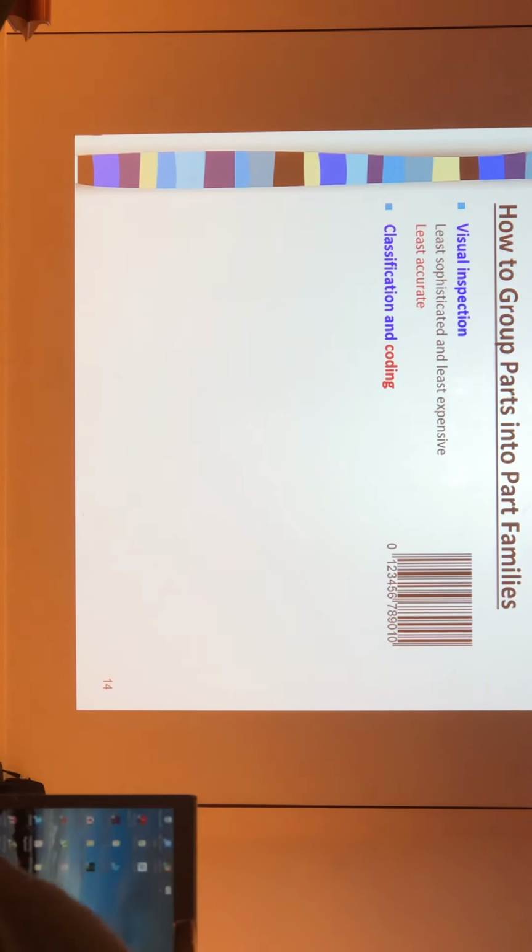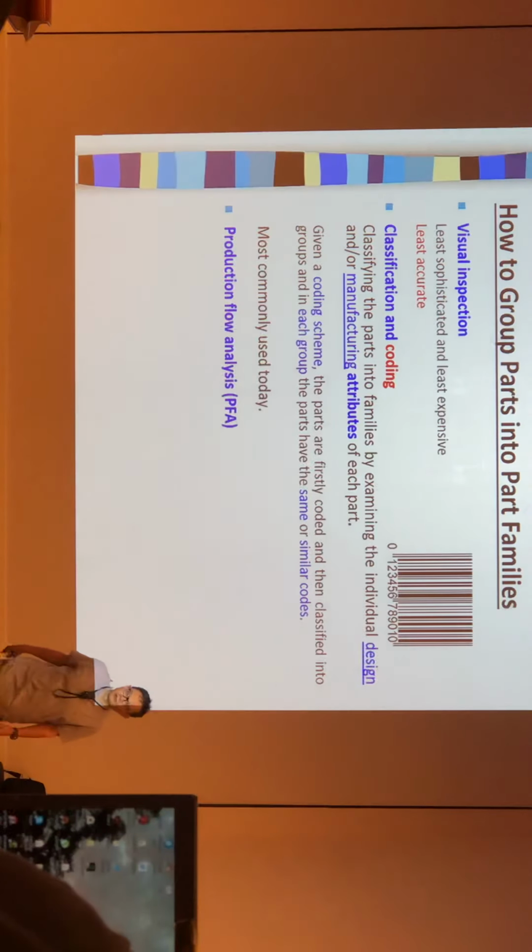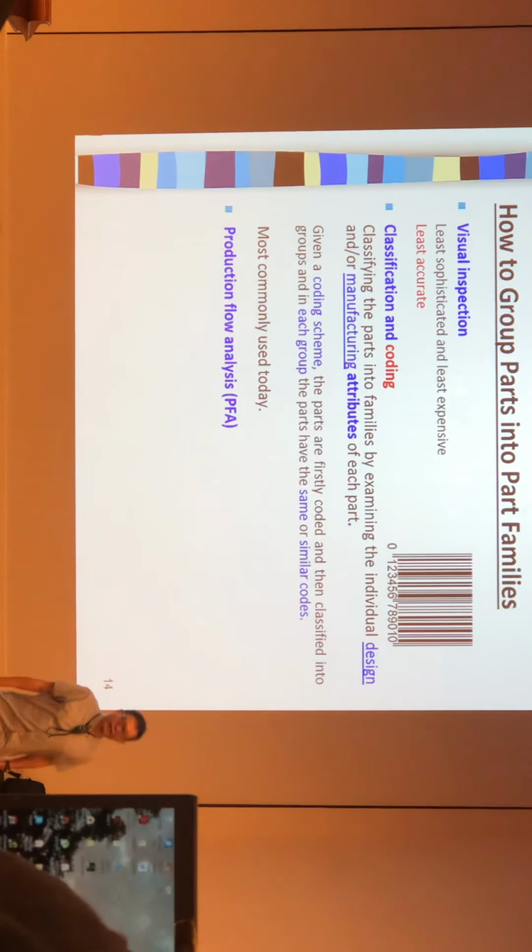Certainly manually, if you handle a very small sample size, up to several dozen, then it's fine. But if you have several hundreds or a few thousand, then this visual inspection, no way. So that leads to two other methods. The first method is called classification and coding, but basically it's a coding method. The idea is quite straightforward.